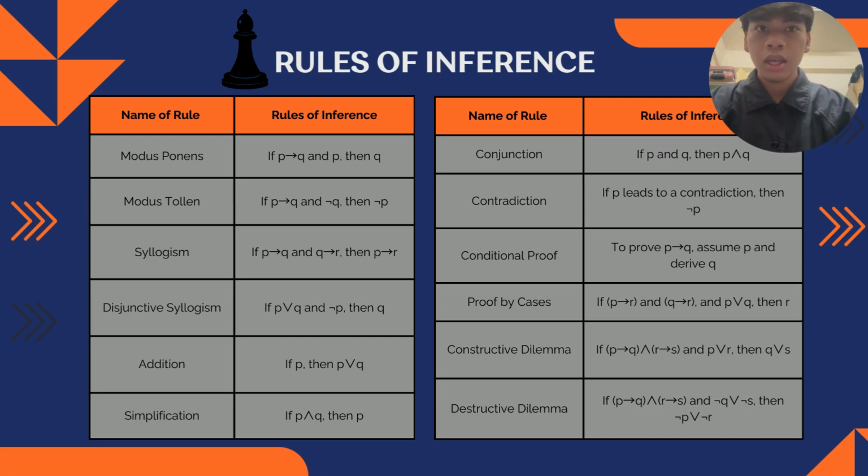The ninth one, we have constructive dilemma. If P implies Q and R implies S and P or R, then it becomes Q or S. So the last one, we have destructive dilemma. If P implies Q and R implies S and not Q or not S, then it will become not P or not R.